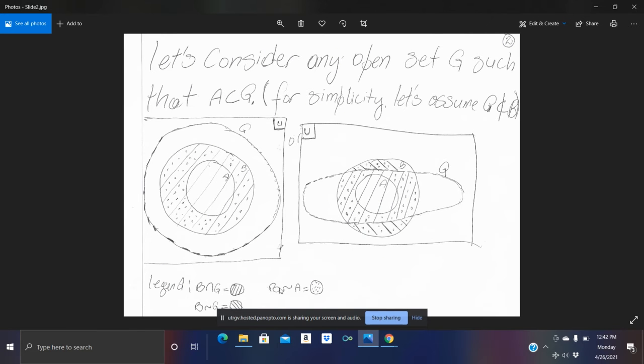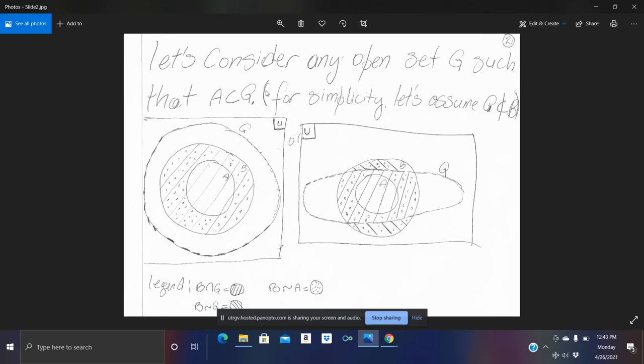Just going to go over the legend, because we're going to go back and forth to these slides whenever needed. So wherever you see this vertical bar, this means the intersection of B and G. If the bars lean toward the right, this is B minus G, and wherever there are multiple dots, this is actually B minus A.